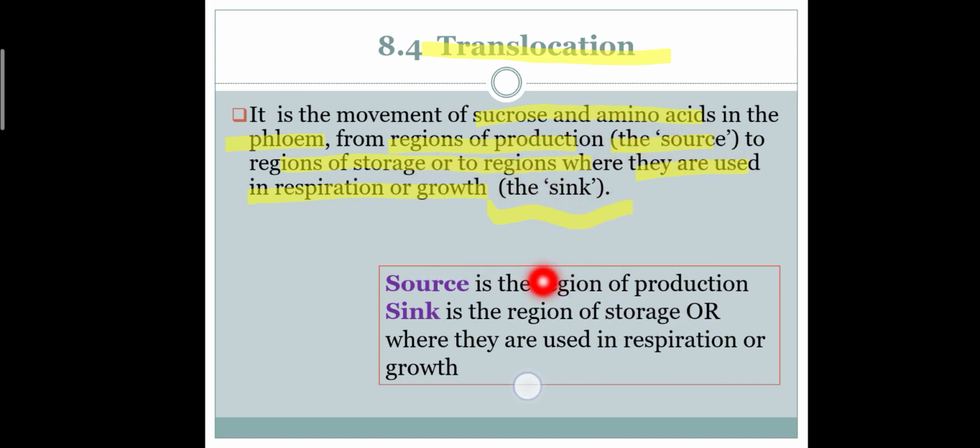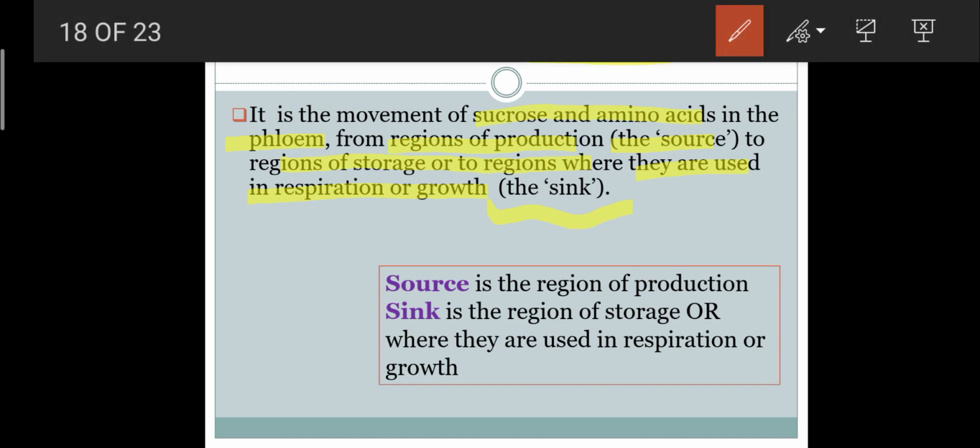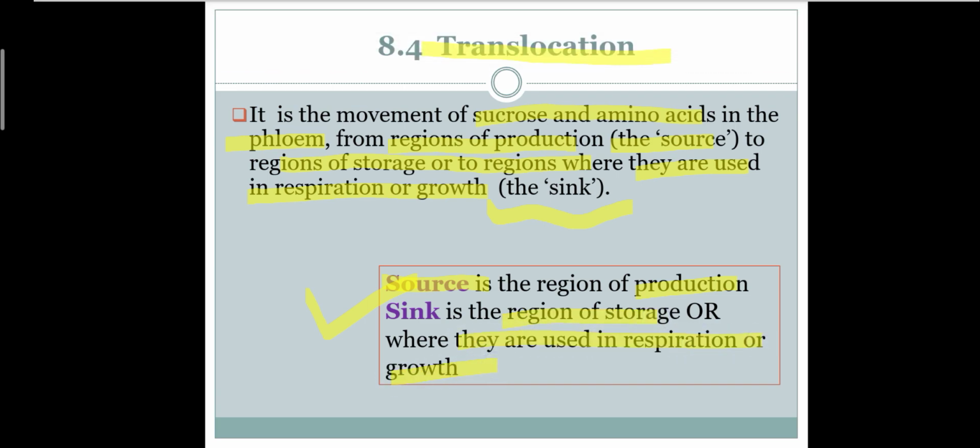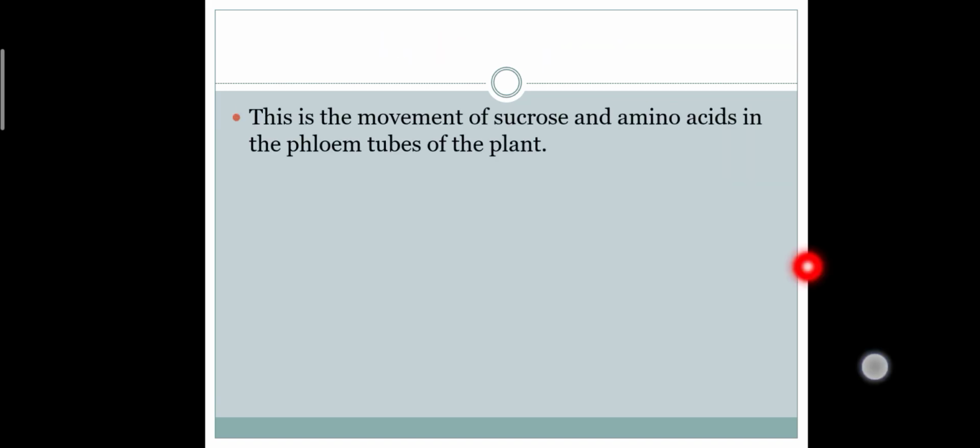What is source and what is sink? So source is the region of production, while the sink is the region of storage, or where they are used in respiration or growth. So this is the movement of sucrose and amino acids in the phloem tubes of the plant.